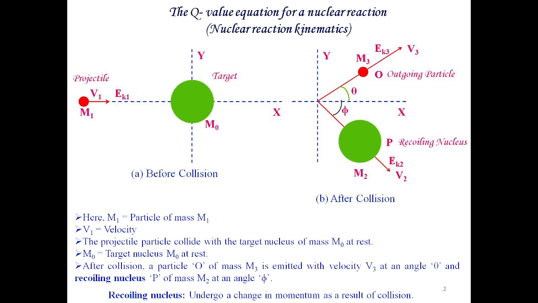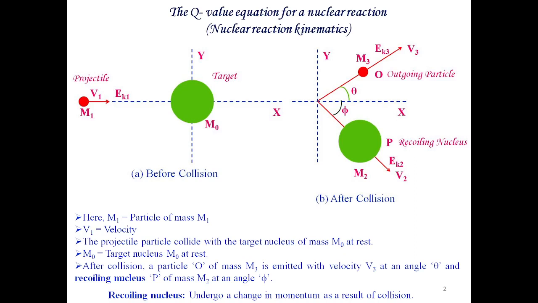This picture explains the collision of a projectile with a nucleus and the energy involved before and after collision. Here m1 is the mass of the projectile, v1 is the velocity of the projectile, and Ek1 is the kinetic energy of the projectile. m0 is the target nucleus rest mass. m2 is the recoiling nucleus after collision. m3 is the emerging particle after collision.